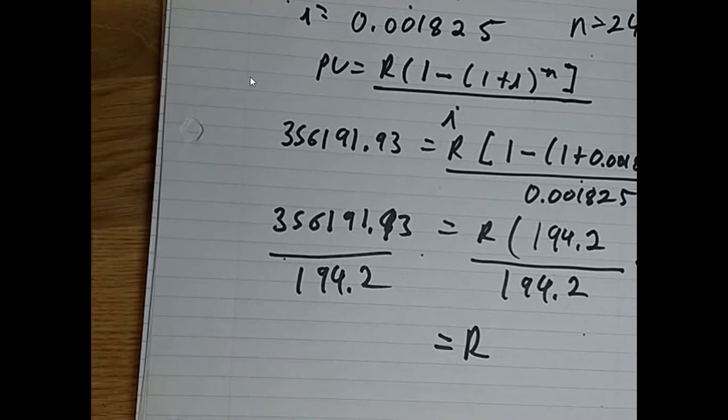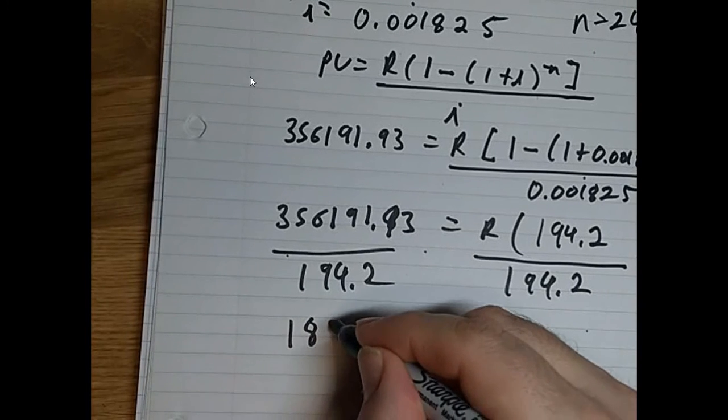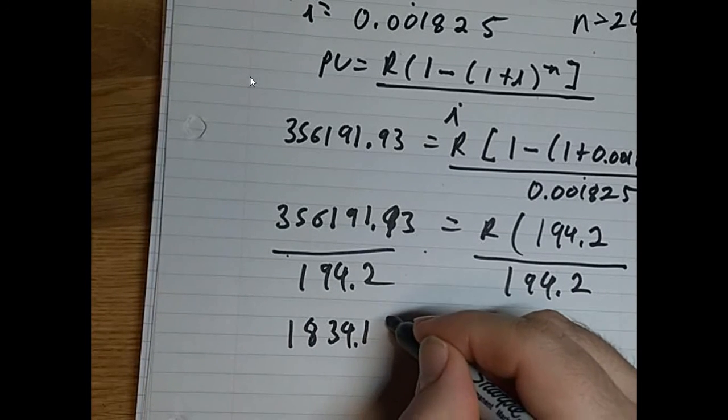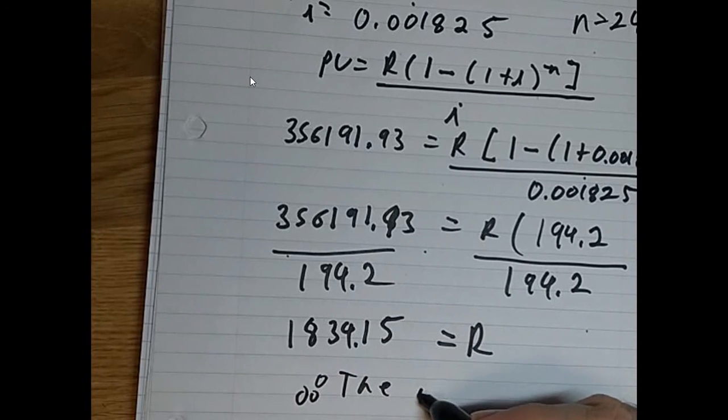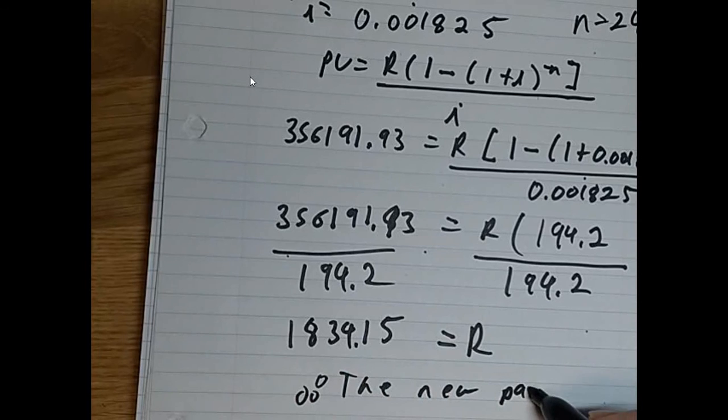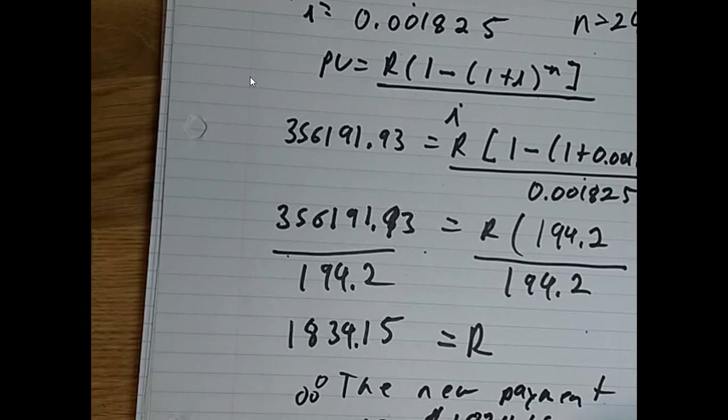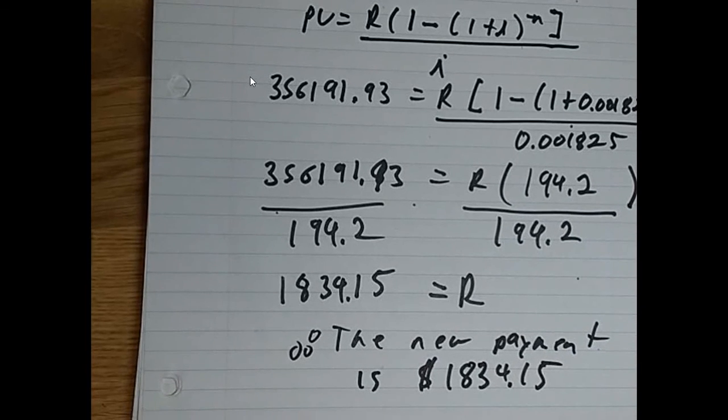356,191.93 divided by 194.2. So my new payment is $1,834.15, less than the old payment. And then you just put therefore the new payment is $1,834.15. That's quite a difficult question.